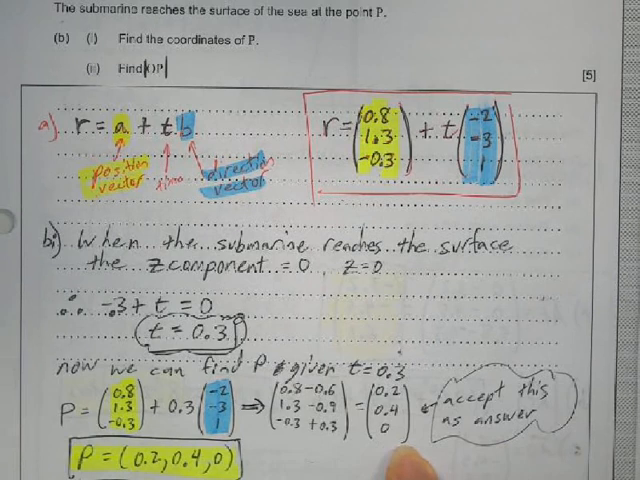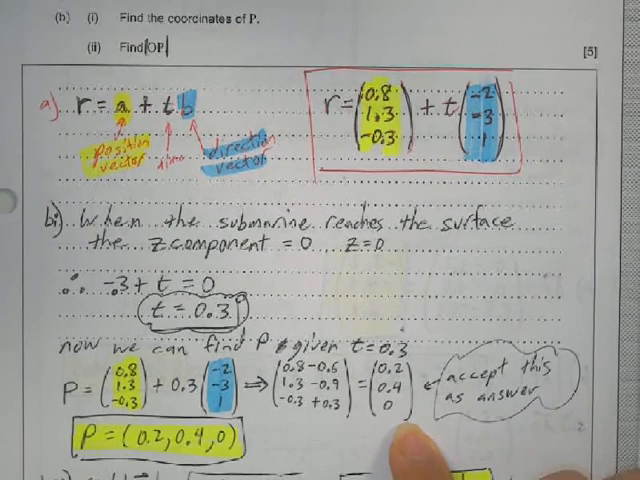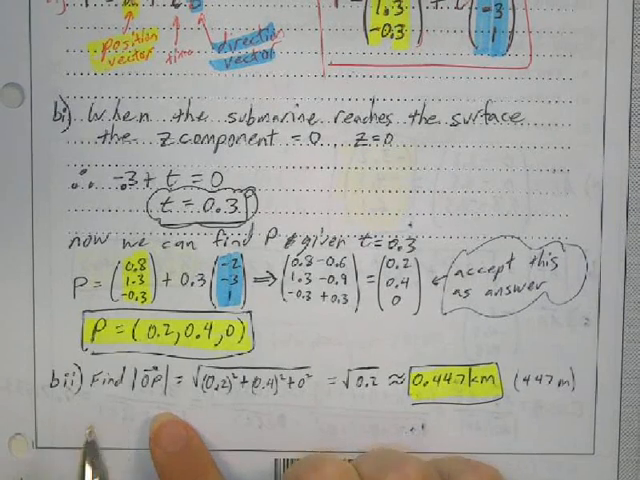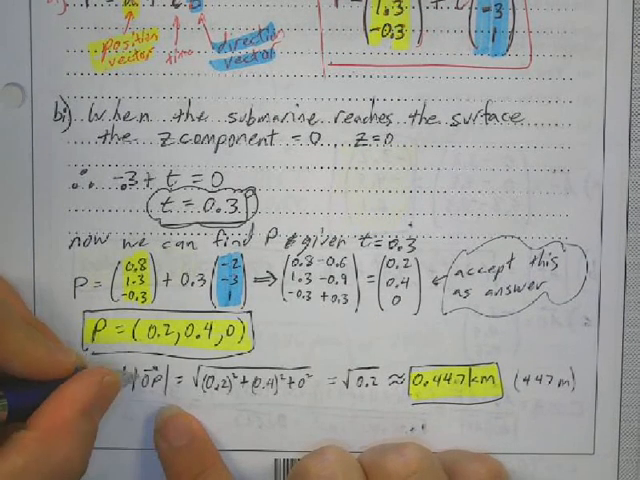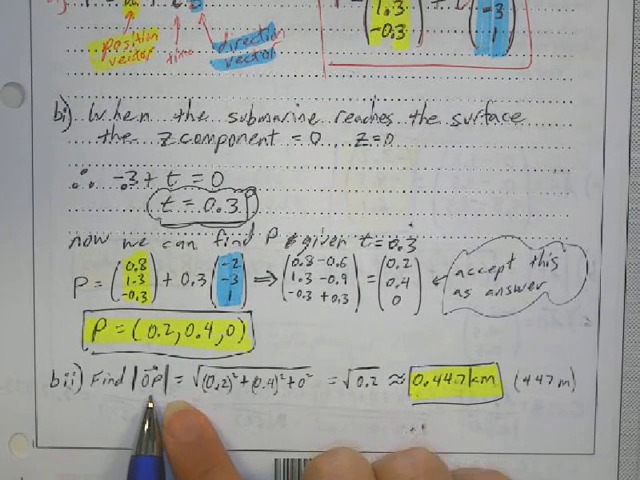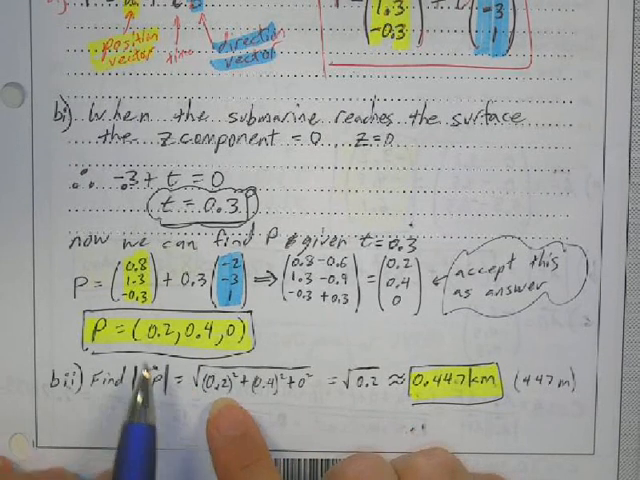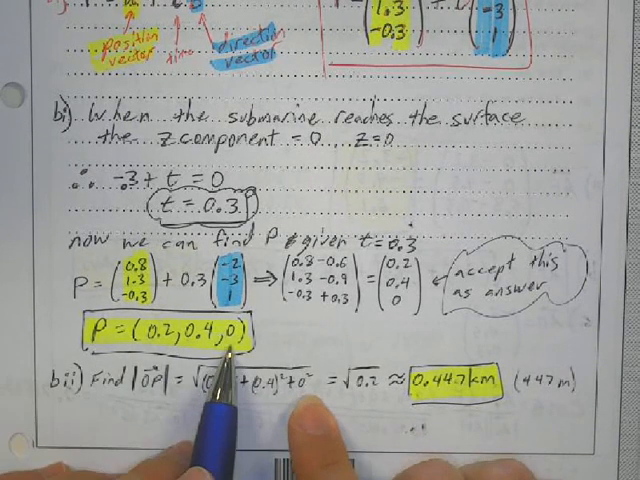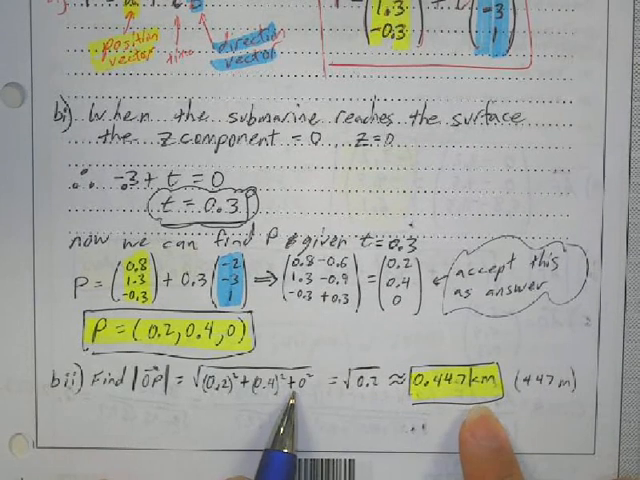Okay, so now to find the magnitude. The magnitude is the distance from the origin to point P. So I've got point P. To find the magnitude, I take the square root of 0.2 squared plus 0.4 squared plus 0 squared. Okay. Next question.